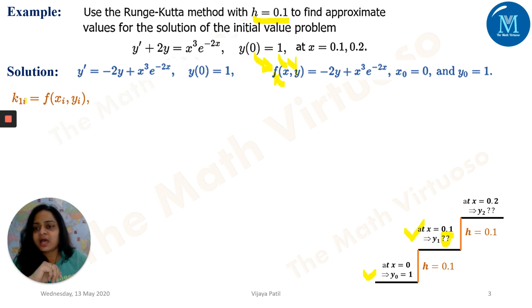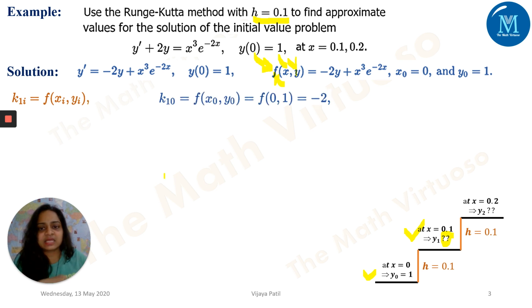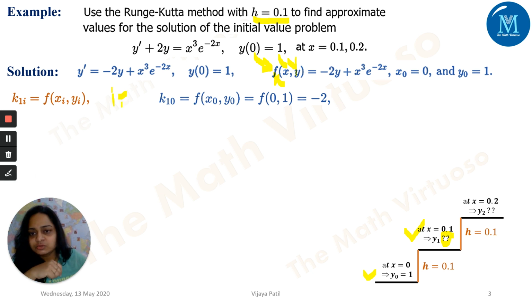So k1i is equal to f of xi comma yi. Right now, in the present case, I am on i equals 0, that is the initial step. So I'm calculating with i equals 0 everywhere. If I put the formulas over here, k10 is equal to f of x0 comma y0, which is equal to f of 0 comma 1, which is equal to minus 2.